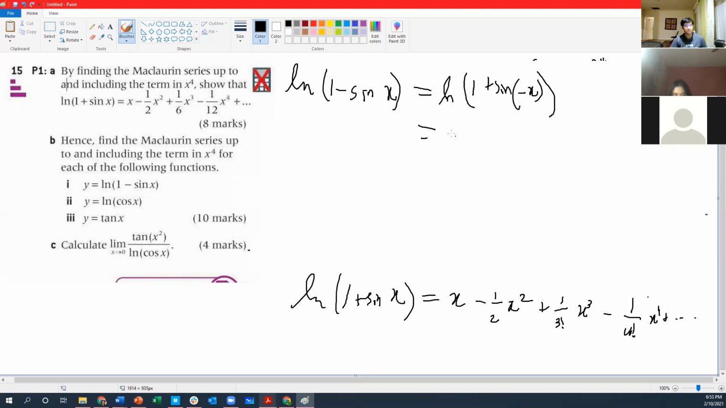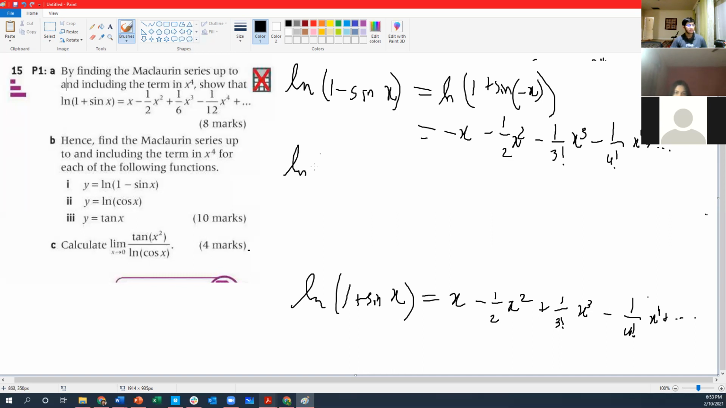So now this is just equal to negative x minus 1/2 x squared, because negative x squared is just x squared. Now we have a minus 1 over 3 factorial x cubed. And then once again, we have a minus 1 over 4 factorial x to the 4th plus dot, dot, dot. You see that? Okay.